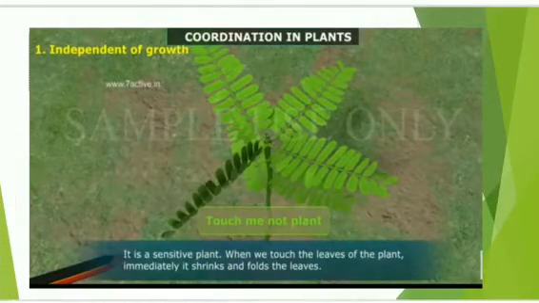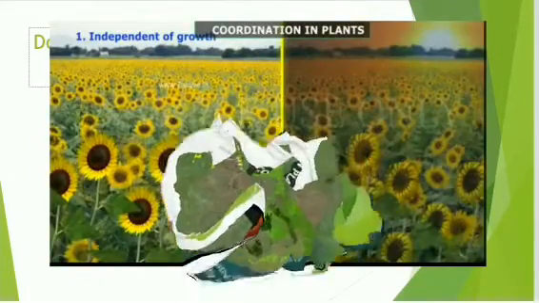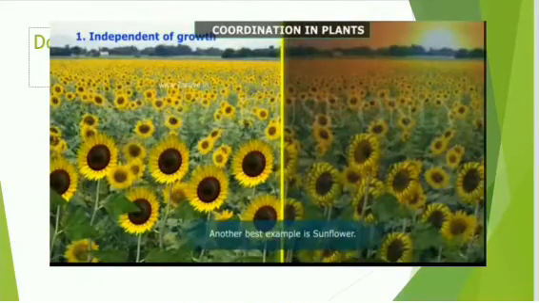It is a sensitive plant. When we touch the leaves of the plant, immediately it shrinks and folds the leaves. And for independent of growth, another example is sunflower.